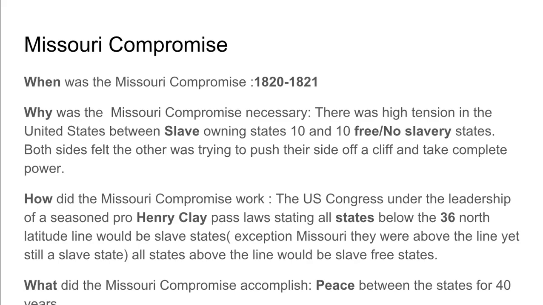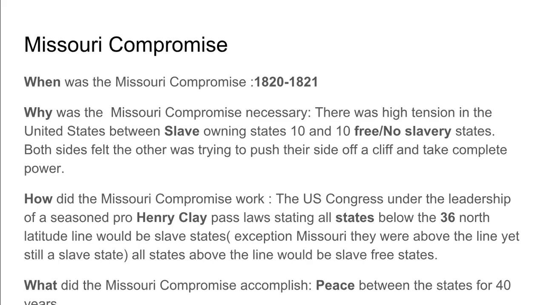So the 36 latitude, there's longitude and latitude, longitude up and down, latitude north, east and west. Anything north of 36 would not have slaves, and anything south of there would have slaves.